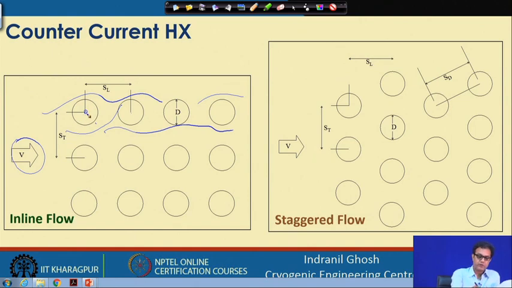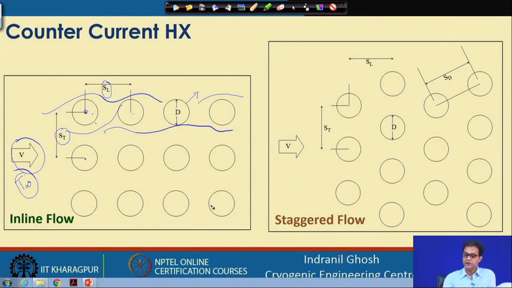This center line distance is called the transverse pitch, and this distance between two consecutive tubes in the flow direction is called the longitudinal pitch, and D is the external diameter of the tube, and the frontal velocity or the free stream velocity is V, flowing at a temperature T infinity. So, this is the inline flow, where the tubes are arranged in line, one just after the other. This is called the inline configuration.